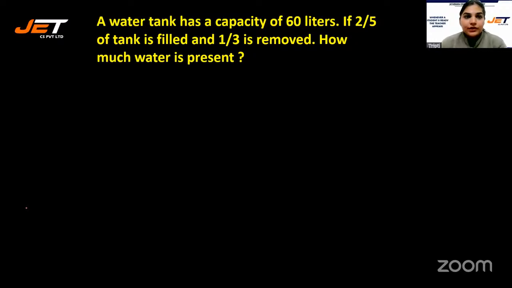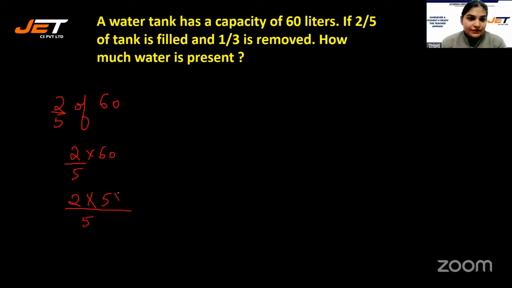Okay, so over here, the capacity of the tank is 60 liters. Just like we did in the previous question, we are going to do this. Two-fifths of the tank is filled. So two-fifths of 60, 2 times 60 by 5. Because in the denominator I have 5, I'll write 60 as 5 times 12. Cancel, cancel. It is equal to 24. 24 liters here. Now, one-third is removed.